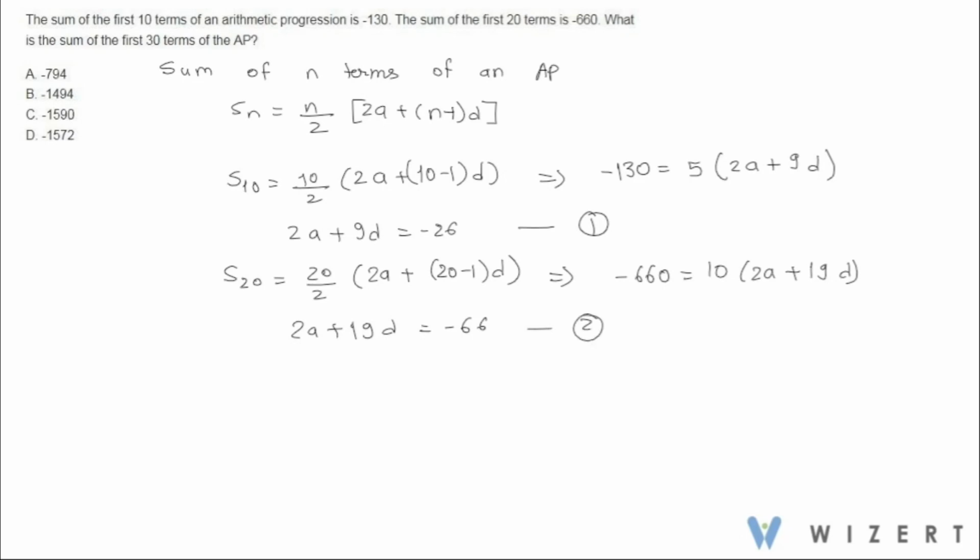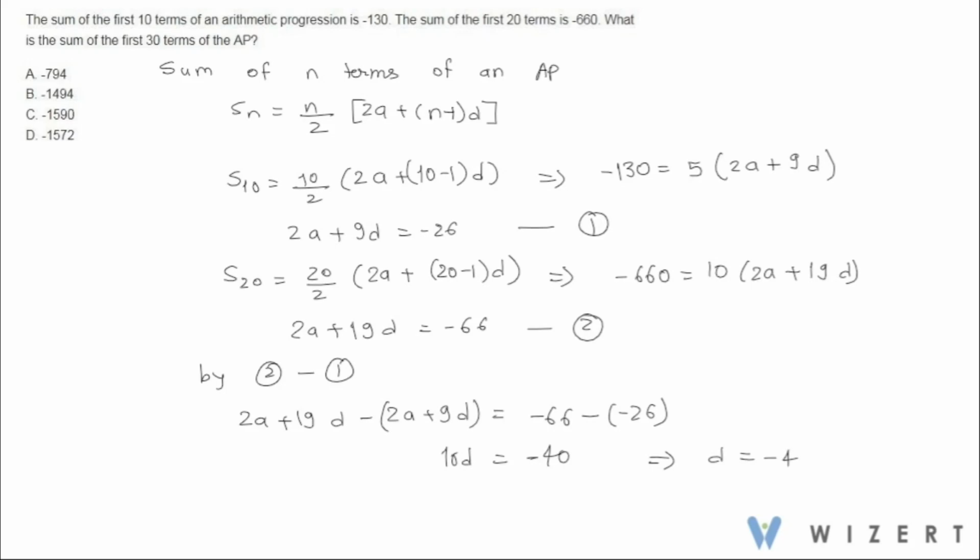If I subtract equation 1 from equation 2, that is equation 2 minus equation 1, we get 2a plus 19d minus, in bracket, 2a plus 9d, equal to minus 66 minus of minus 26. So 2a and minus 2a cancel out. 19d minus 9d is 10d, equal to minus 66 plus 26, which is minus 40. So we get d equal to minus 4 from here.